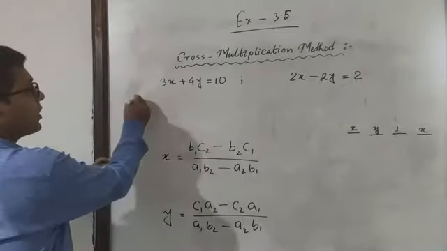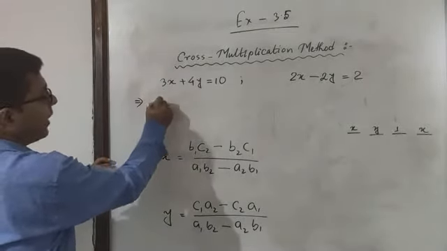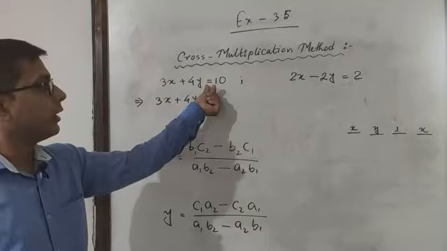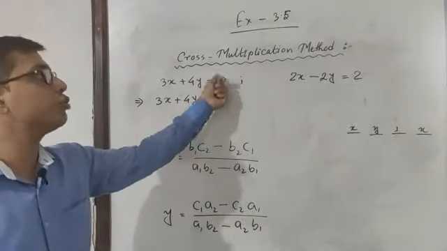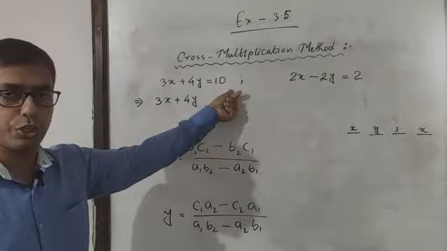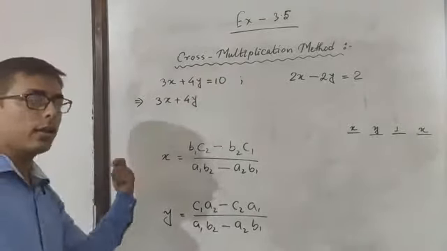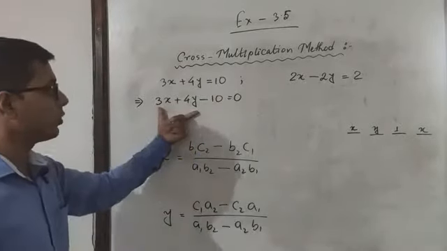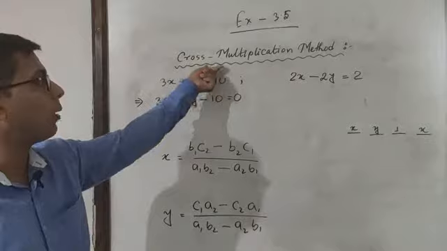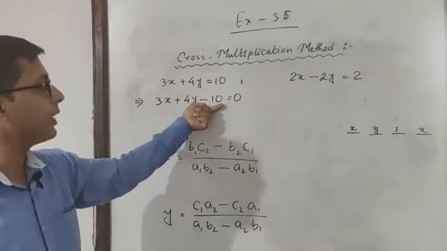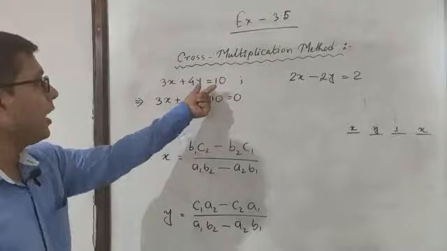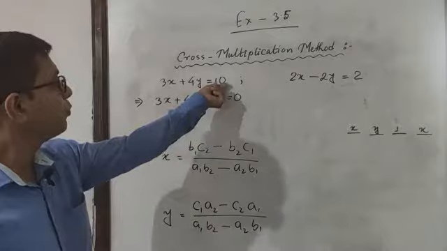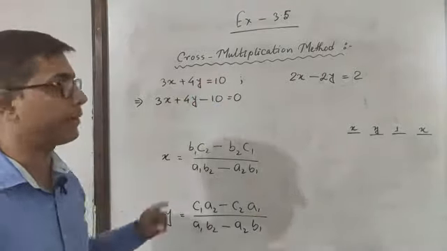First of all, the first step: the equation is equal to 10 here, and we need to make it equal to 0, for which we will shift 10 this side, so minus 10 is equal to 0. That is the first equation. Equal to 10 was there, and we brought 10 to this side of the equals sign, so it becomes minus 10 equal to 0.